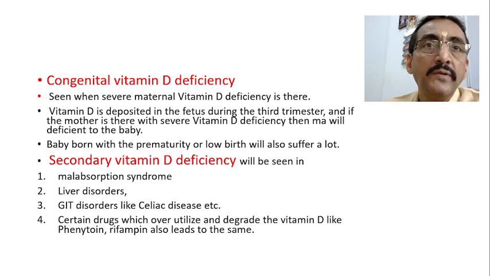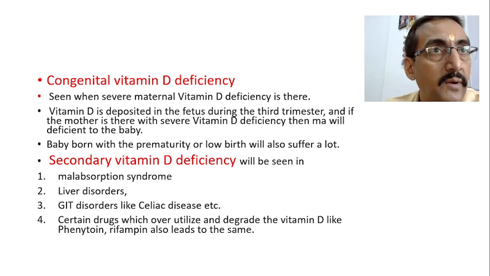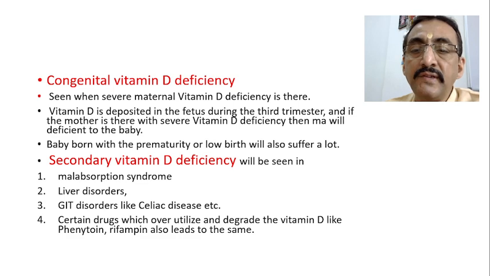Liver disorders: we know that whatever vitamin D is formed from the diet or from sunlight, the change is happening in the liver. If the liver itself is diseased, the storage form of the vitamin D is not formed. GIT disorder like celiac disease, same again, the absorption related problem. If there is a kidney related problem, again, that also comes under the secondary vitamin D deficiency.